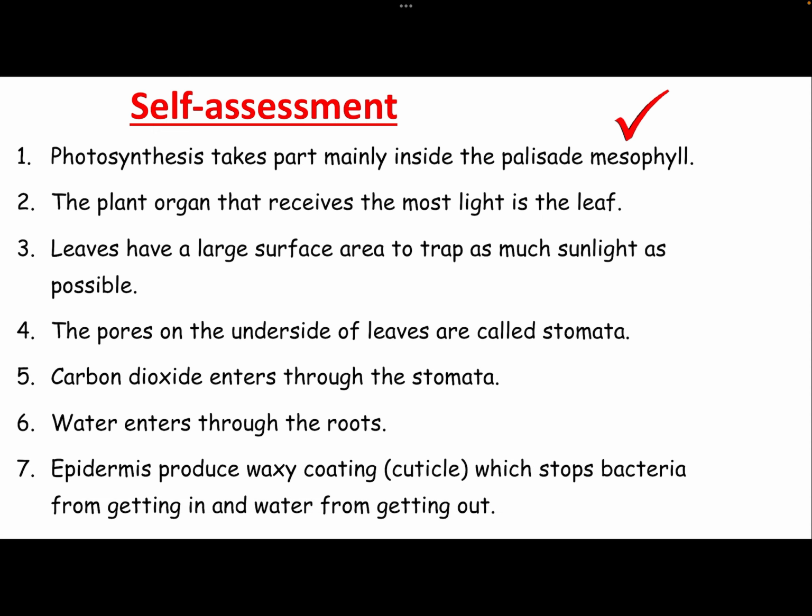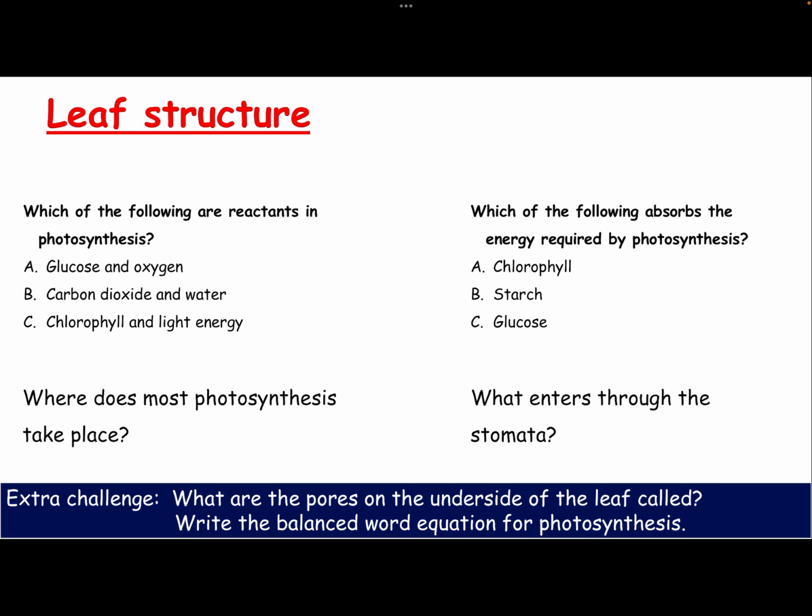Water enters through the roots, and the epidermis produces a waxy coating or cuticle which stops bacteria from getting into the leaf and water from getting out. So that helps to reduce the rate of transpiration, or loss of water by evaporation through the leaves.